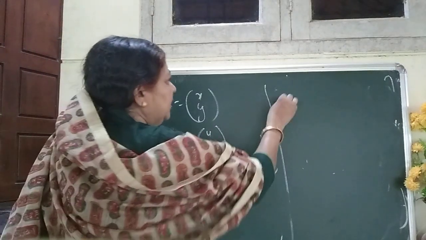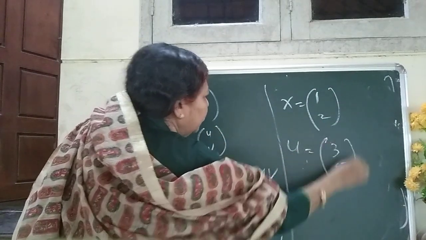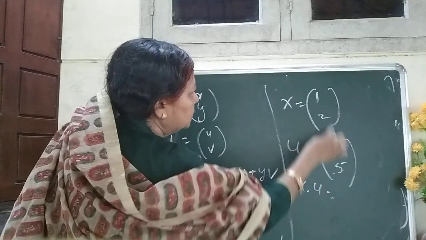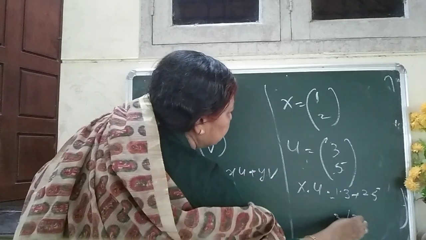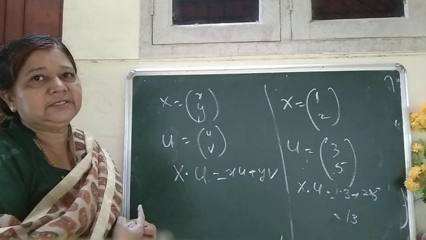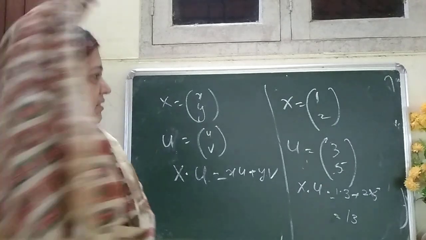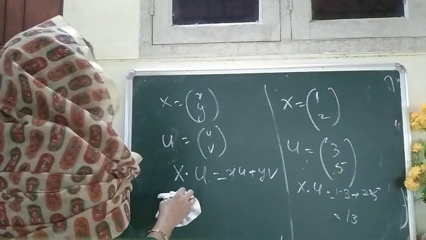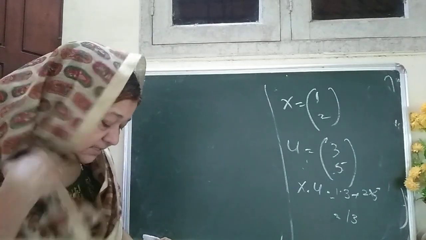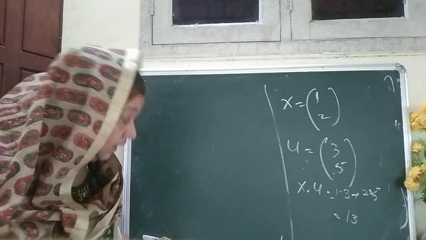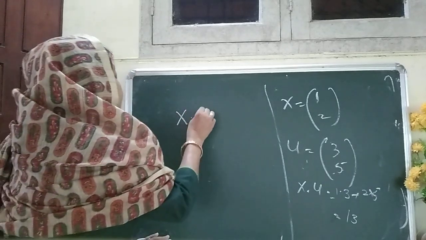For example, we can see if x equal to say (1, 2) and u equal to say (3, 5), then what is x dot u? X dot u equal to 1 into 3 plus 2 into 5. That is 13. It is a scalar product. So the dot product is always defined as xu plus yv, or first coordinate in the product plus second coordinate. Then we can discuss some properties of this dot product. First is, we can see that if x and u are perpendicular, then x dot u equal to 0.